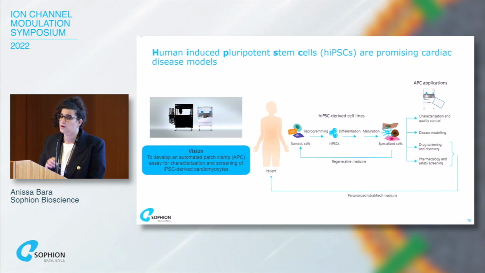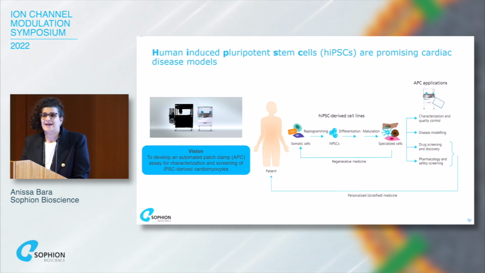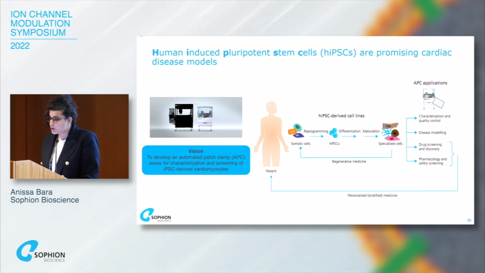So as I mentioned before, those stem cells are taken from patients, so it can be healthy patients, but also sick patients. Meaning that we can use APC and work with iPSC cardiomyocytes for disease modeling and drug screening, pharmacology, drug safety, and probably at one point, personalized medicine. So our vision during this project was to develop electrophysiological assays for the characterization, but also the screening of those iPSC cardiomyocytes.